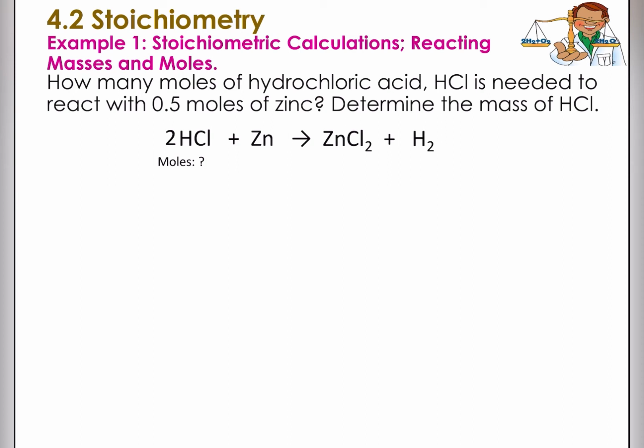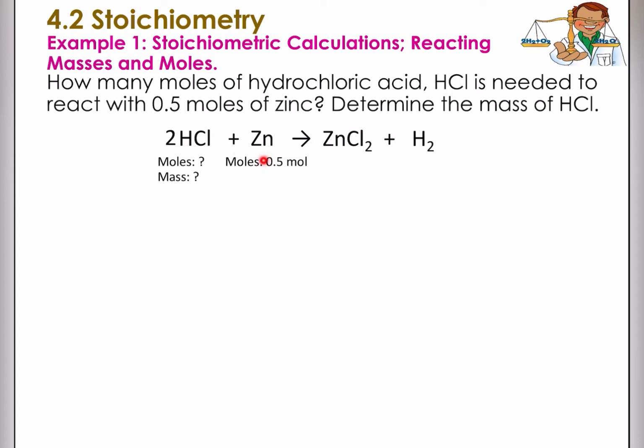And the next one is needed to react with 0.5 moles of zinc. So, maknanya moles untuk zinc sudah diberi 0.5 mole. Saya tulis dekat bawah compound tersebut. And the next one, another one more question, I have to determine the mass of HCl. So, another one more question is mass of HCl. So, how to do this? Benda pertama, walau macam mana pun, you have to find the mole. Itu adalah stoichiometry calculation. So, I have to find the mole between 2 compounds yang kita ada, HCl dan zinc.